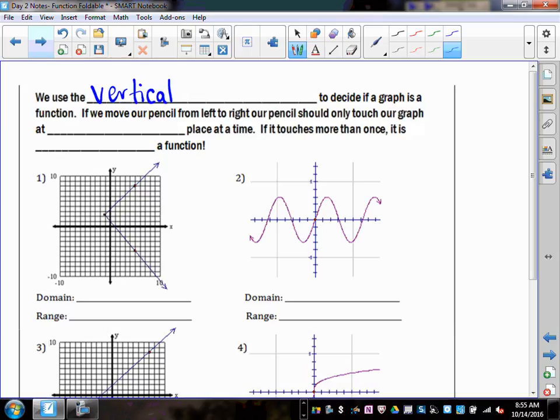If you haven't heard it before, welcome to the world of the vertical line test. The vertical line test is a vertical line. I usually just use the pencil I'm writing with as a vertical line. We use the vertical line test to decide if a graph is a function. If we move our pencil, the vertical line, left to right, our pencil should only touch our graph at one place at a time. If it touches more than once, it is not a function.